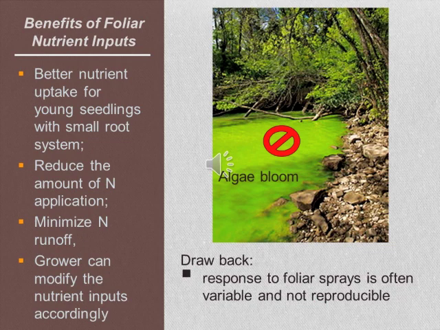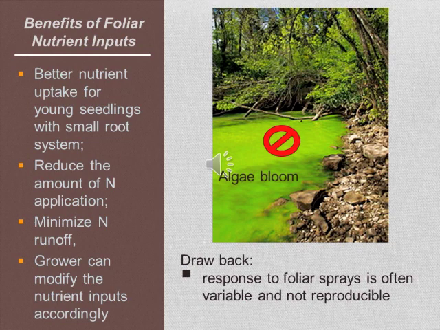Benefits of foliar nutrients inputs include better nutrients uptake for young seedlings with a small root system. Foliar nutrients inputs also reduce the amount of nitrogen application as compared to soil-applied nitrogen fertilizer. It can also minimize nitrogen runoff. As you can see in this picture, nitrogen runoff often results in algae bloom in lakes or water reservoirs. Growers can also modify the nutrients input accordingly, especially at different growing stages.